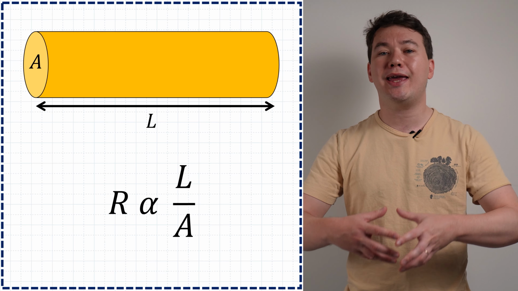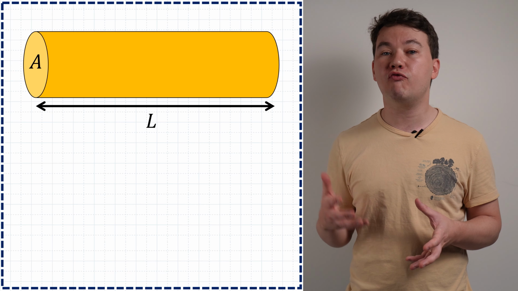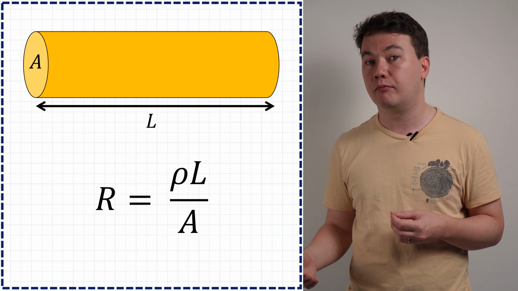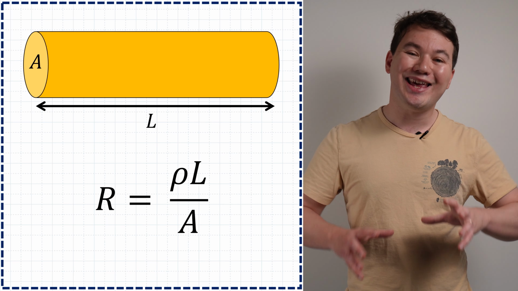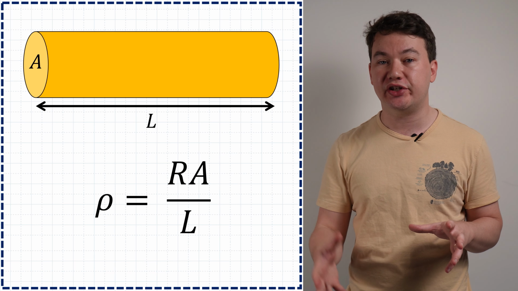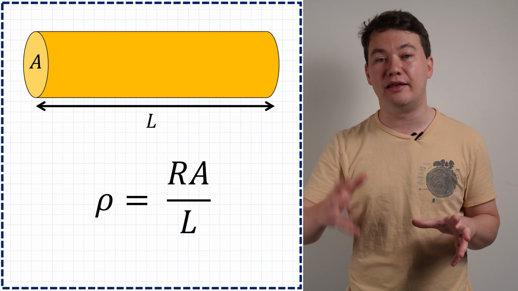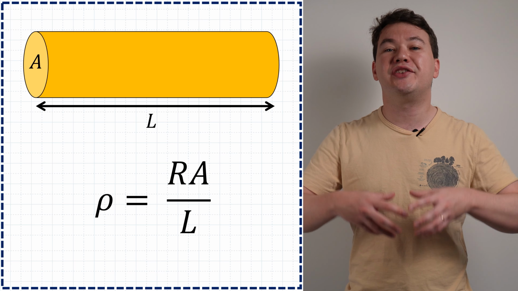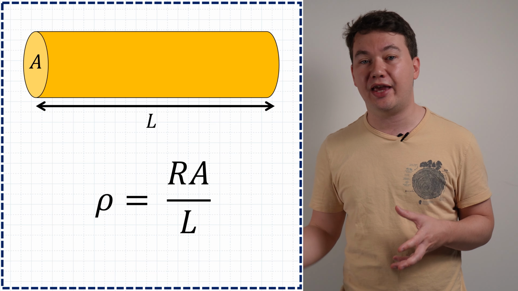Also, instead of writing in the proportional sign, we can write in a constant ρ, which symbolises the resistivity. This equation is the defining equation for resistivity. It's a measure of resistance which is independent of the specific dimensions of the wire. The resistivity is a constant for a given material.